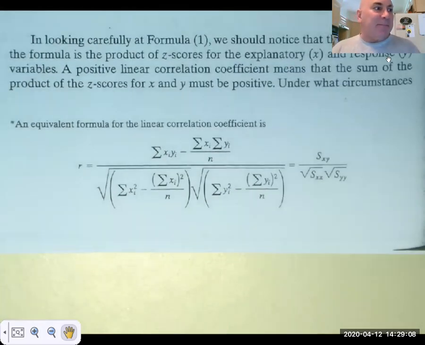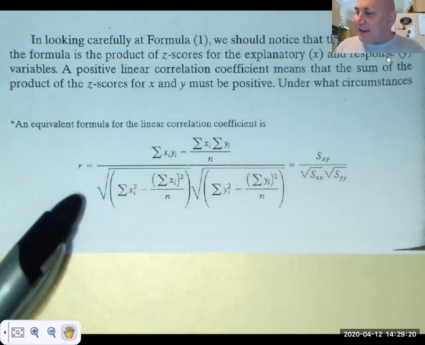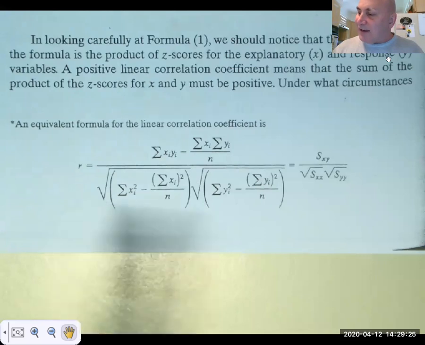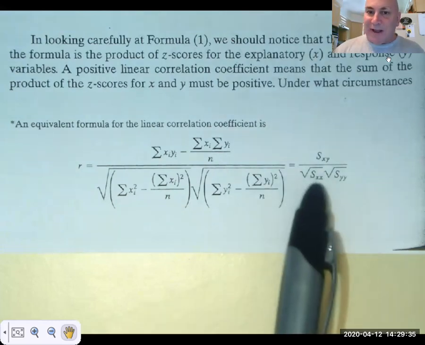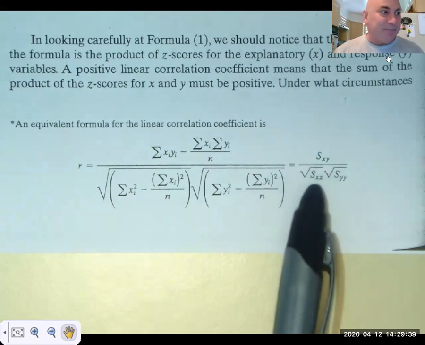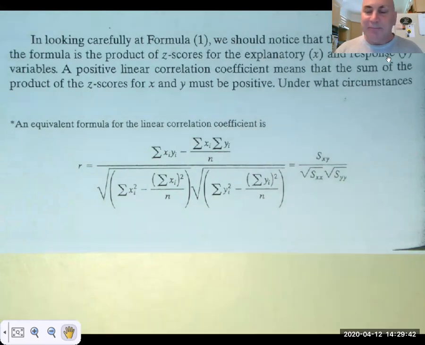Here's the formula at the bottom of the handout. You'll notice it's slightly different in the textbook. It multiplied the numerator by n and the denominator by n, and there was a slight difference in how these formulas were written. If you do a little bit of algebra, you'll find out it's the same thing. Please do not at all worry about this formula. We will have nothing to do with this formula here. We're just not going to do it.